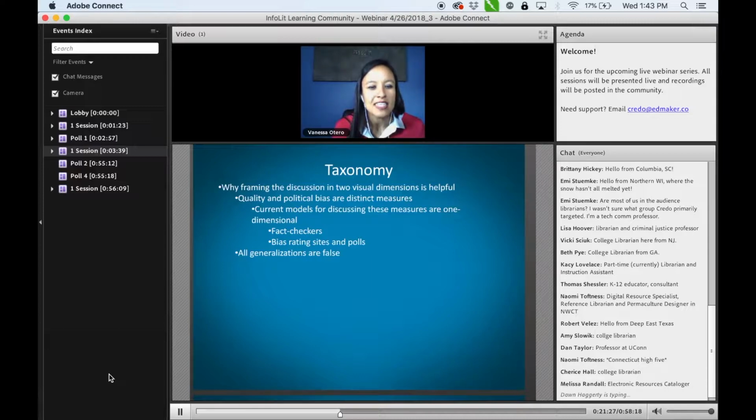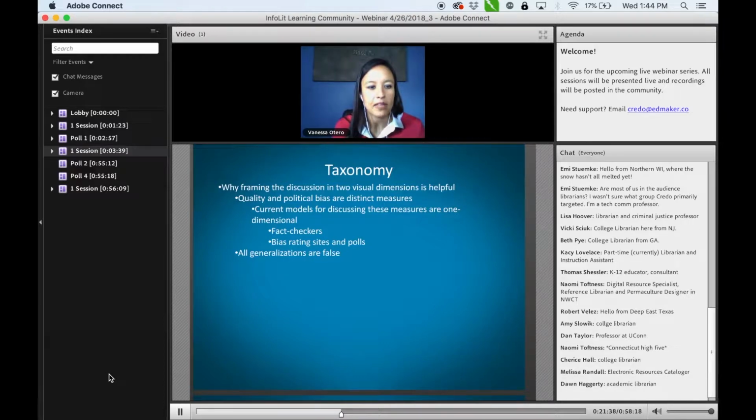Two visual dimensions is helpful because all generalizations are false. Now this was the original title of my blog. And if you look at that, the statement, all generalizations are false, is itself a generalization. Which means that if all generalizations are false, then some generalizations are true. And this one is false.